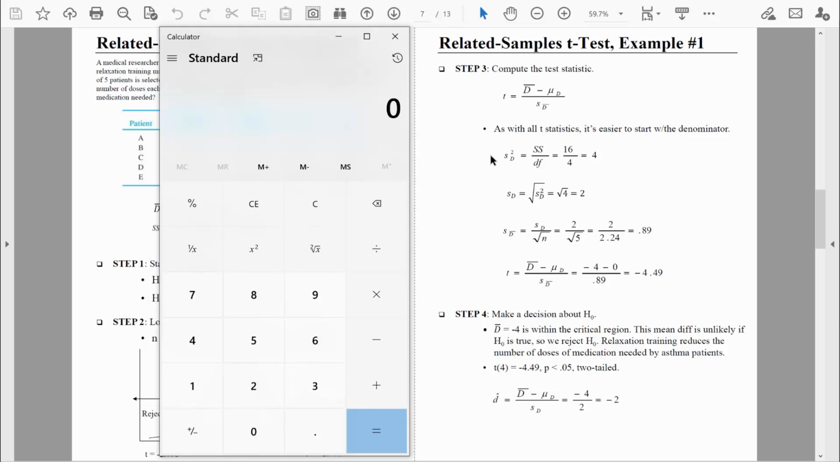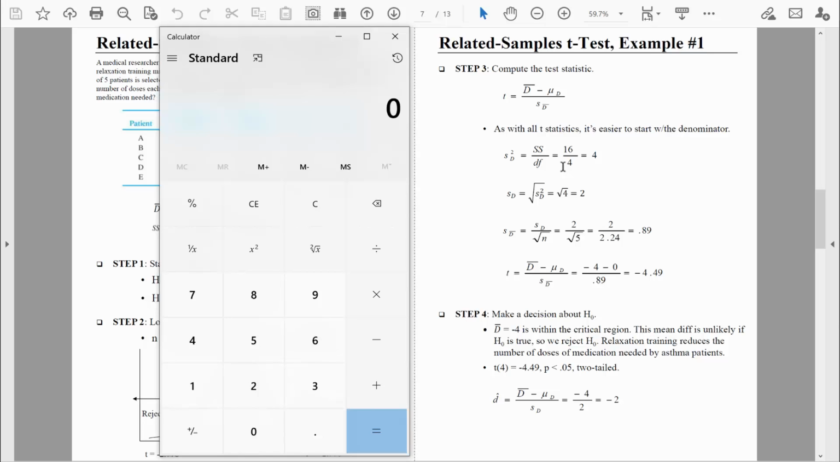How do we compute variance? We need to know sum of squares. Do we know that? Yes, we do. Do we know degrees of freedom? Yes, we do. That's how we know this is where we should start. When we did our prep work, we found that sum of squares equals 16. Remember, sum of squares is the basis for variability. We need to know this to compute variance.